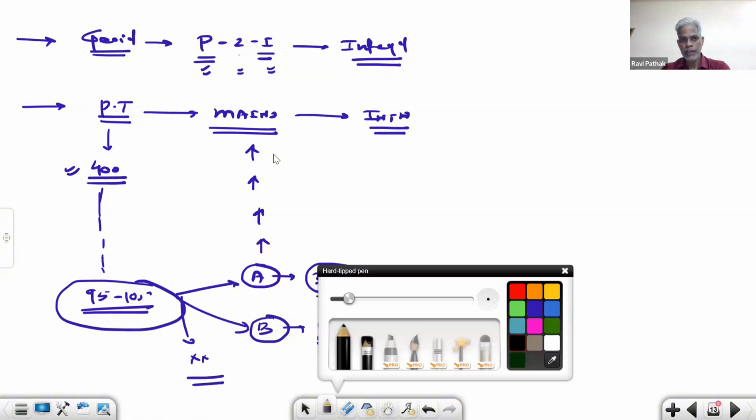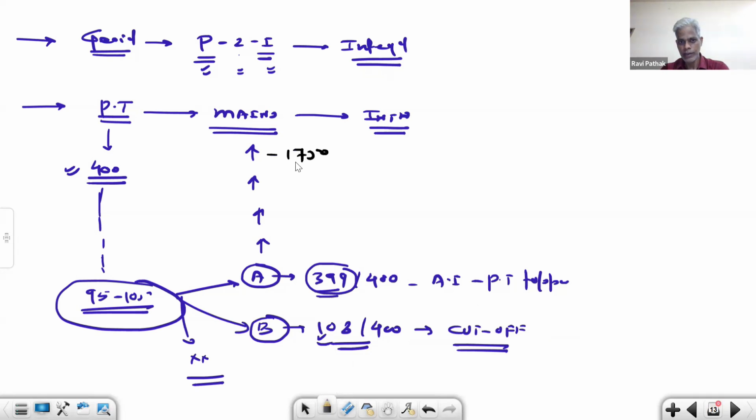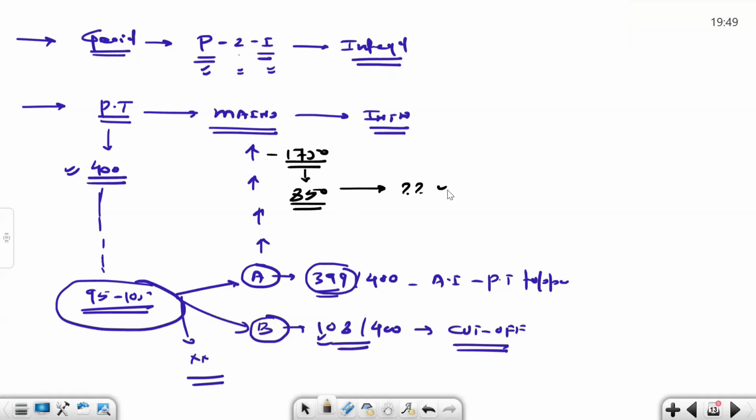In the previous discussion, I have told you that mains is for 1750 marks. Out of this 1750, the cutoff goes between 700 to 900. So let's say 850 is the cutoff. Anybody who secures 850 will get a call for interview, right? Yes or no? Anybody less than that will be dropped out. Fine.